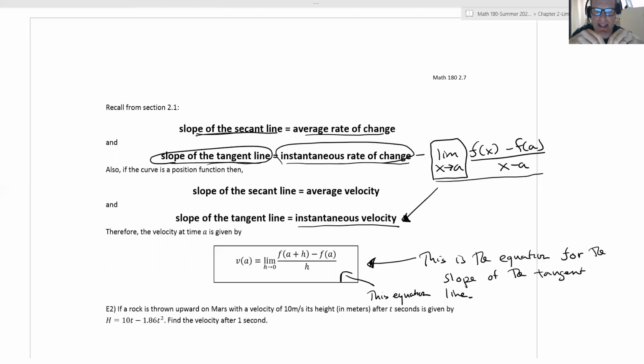So if I say the slope of the tangent line, you should be saying to yourself, I mean the derivative. If I say the instantaneous rate of change, I mean the derivative. If I say the instantaneous velocity, I mean the derivative. Right? Cool.